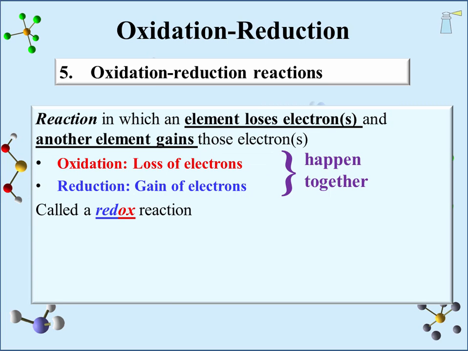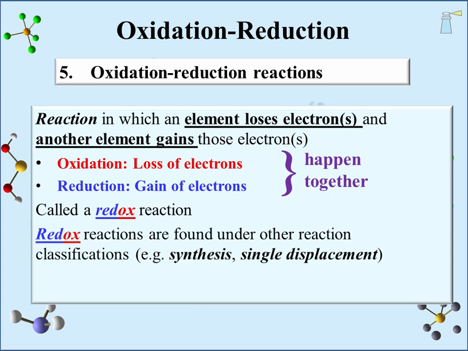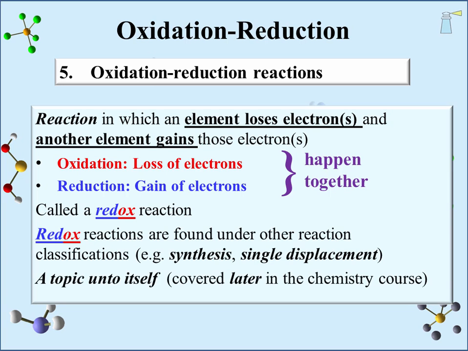Many reactions involve the transfer of electrons. Therefore, redox reactions are also found under other reaction classifications. For example, synthesis and single displacement reactions can often involve electron transfer. Redox reactions can be quite involved. In fact, it is a topic unto itself. As such, it is given its own coverage later in most chemistry courses.